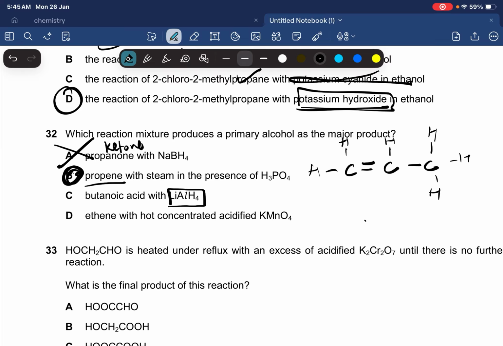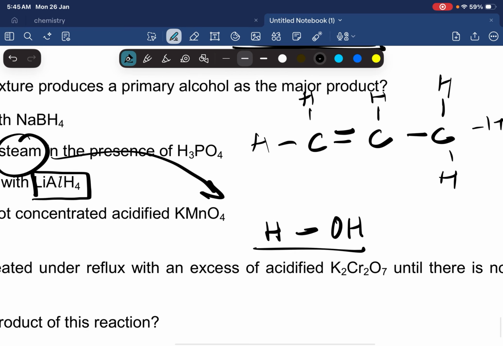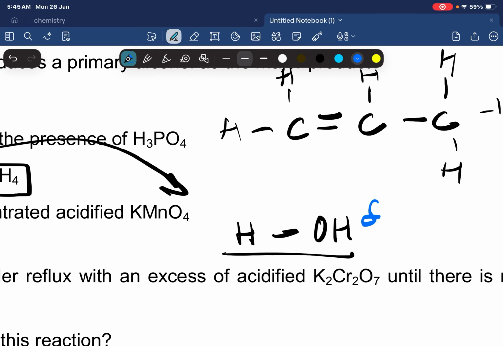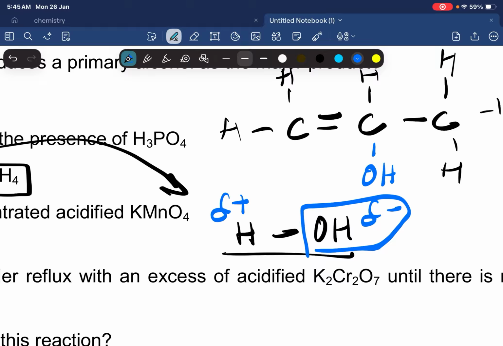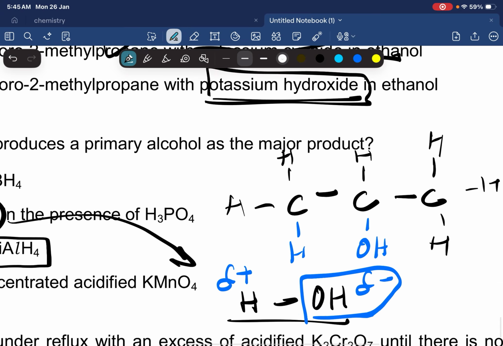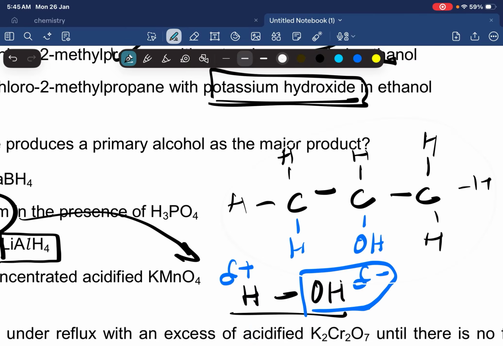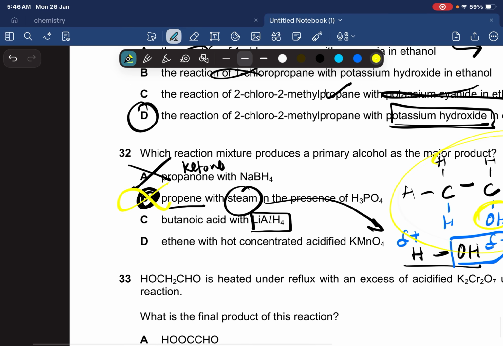When your OH and H are added to your propene, this OH is going to be partial negative, this H is going to be partial positive, and your negative part goes towards the carbon that has fewer hydrogens. So it's going to attach to this carbon. OH comes here, H comes here, and this double bond breaks. So the major product is going to be propan-2-ol, not propan-1-ol. So not a primary alcohol.